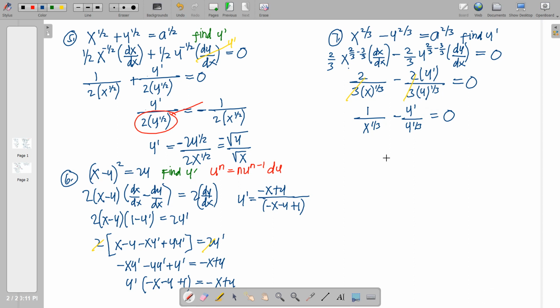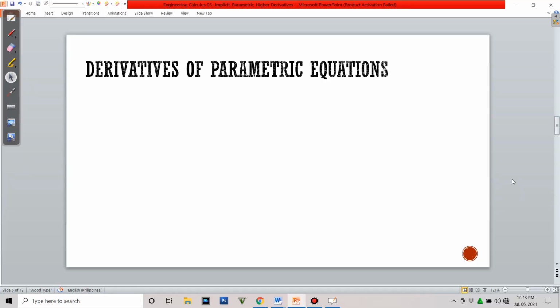equal to 0. Then we transpose, cancel negative, and of course y prime could be easily obtained by simply transposing y to the 1 thirds to the numerator of the right side. So that's it for the 7th problem. We now then proceed to the next topic.